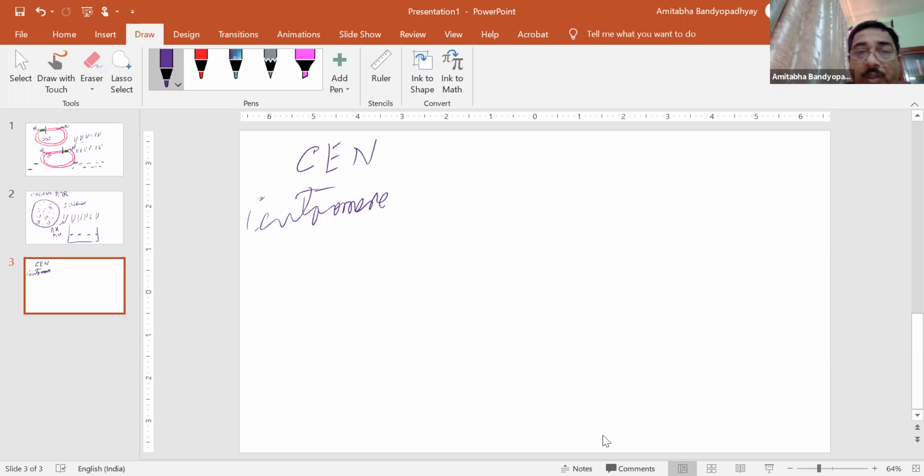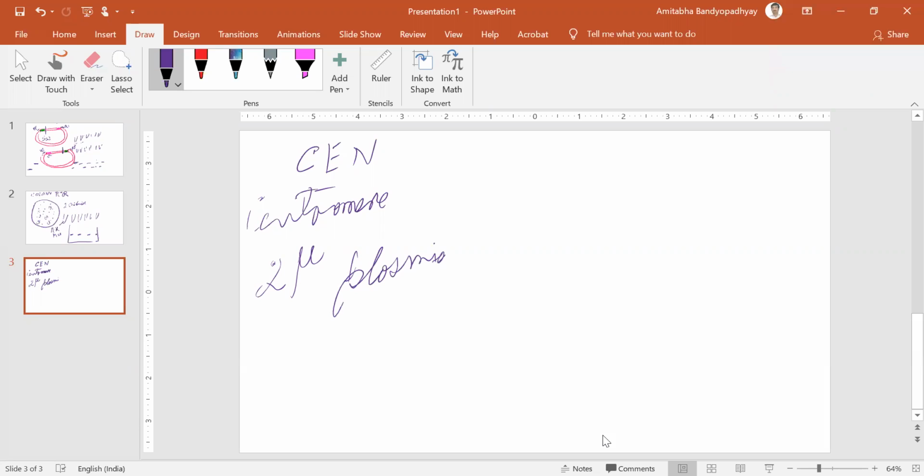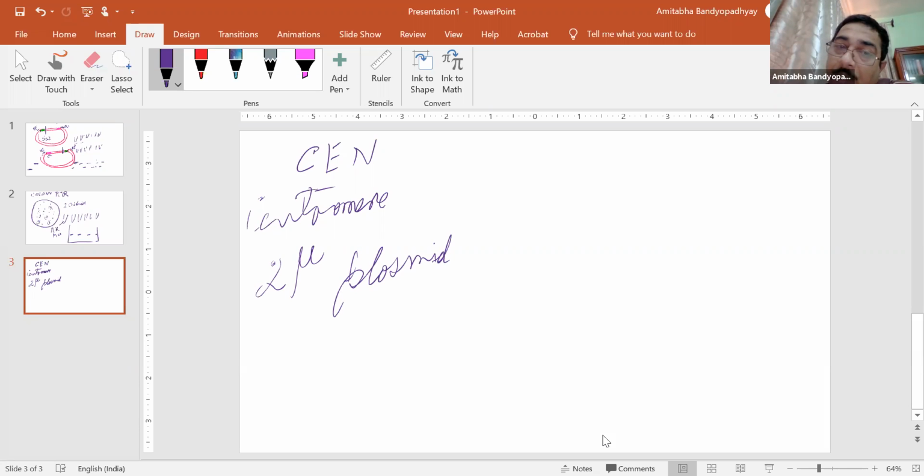However, if you just Google what is called a 2-micron plasmid in yeast, they do not have the CEN sequence. They have a much higher copy number. They will still have the yeast origin of replication, but they will not have the CEN sequence. So how will the yeast cell ensure that a 2-micron plasmid is also divided equally between the daughter cells? It is not dictated. There is no method to ensure that both the daughter cells will get it. Therefore, there the control is at a different level.